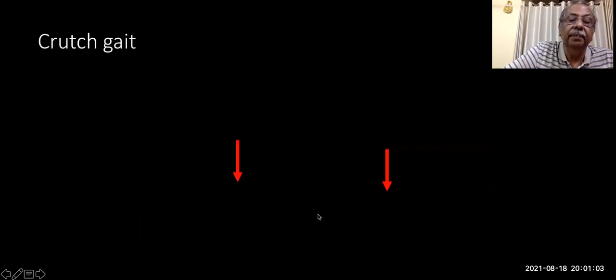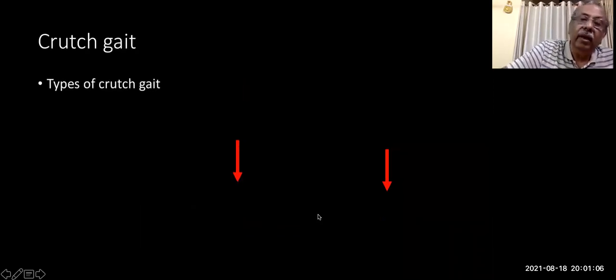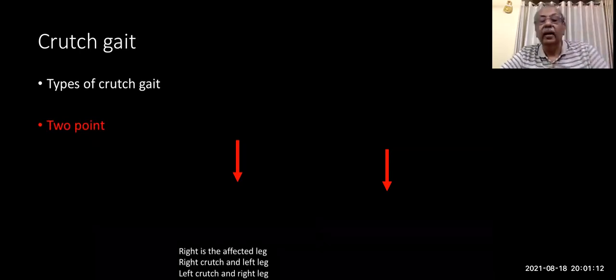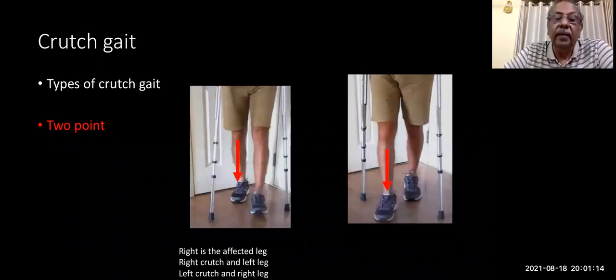Then what are the types of crutch gait? That is another common question that is asked. It can be 2-point gait, where if the right is the affected limb or the painful side, the right crutch goes along with the left leg.